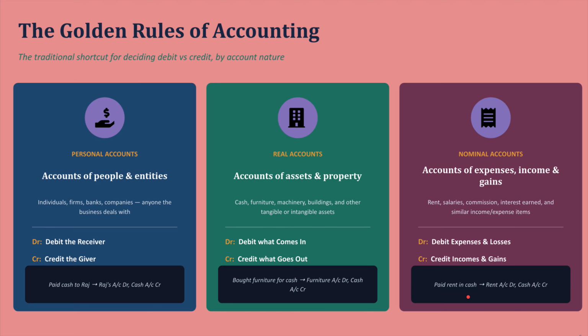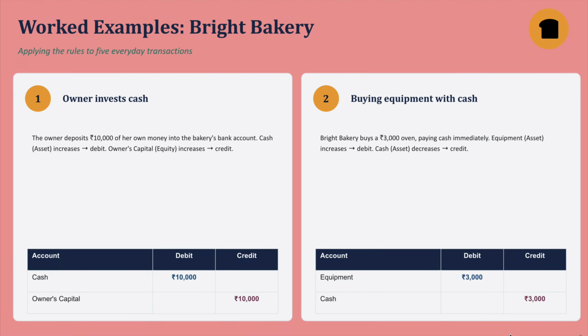Next, paid rent in cash. So rent is an expense. Expenses come under nominal accounts. So debit expenses and losses. So rent account debtor. Then cash. Cash is a real account. Under real account, credit what goes out. So when you are paying, cash goes out, right? So rent account debtor to cash account creditor. So cash account will be credited. So this is a simple example.